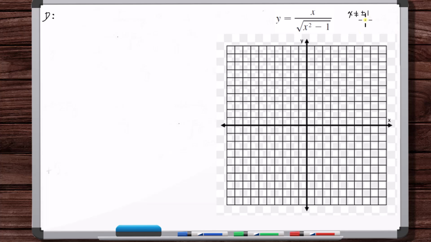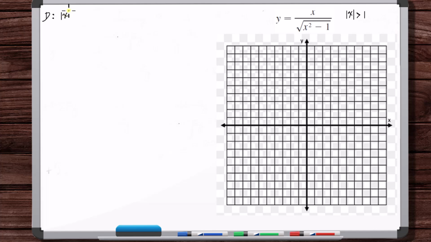Really, the requirement here is that the absolute value of x needs to be greater than 1. If the absolute value of x is greater than 1, then you won't be divided by 0, and you won't be taking the square root of a negative number. If the absolute value of x is less than or equal to 1, then you're going to have issues. 0.5 squared is 0.25, and 0.25 minus 1 is minus 0.75. 1 or minus 1 squared is 1, and 1 minus 1 is 0. So that's the domain.